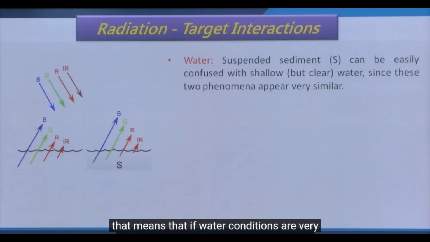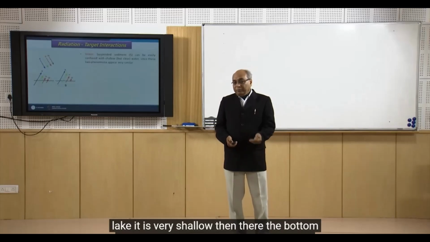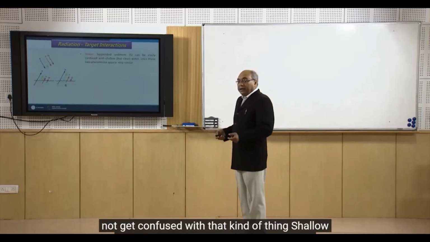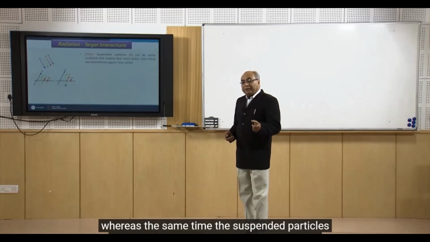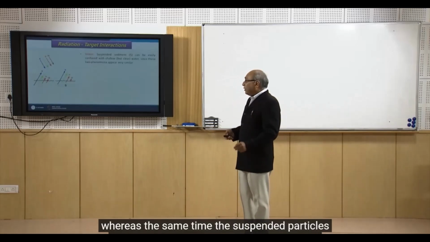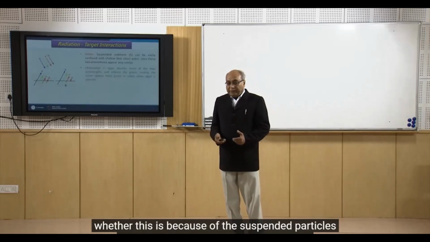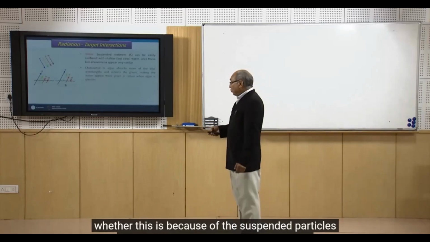That means if water conditions are very shallow, say a lake is very shallow, then the bottom of the lake will also reflect. So one should not get confused: the shallow, less column of water may also reflect, whereas at the same time suspended particles can also reflect. So one has to ground check whether this is because of suspended particles or the shallowness of a lake or water body.